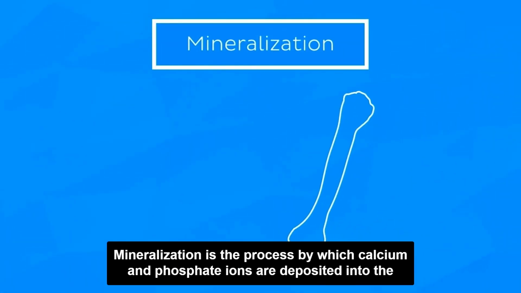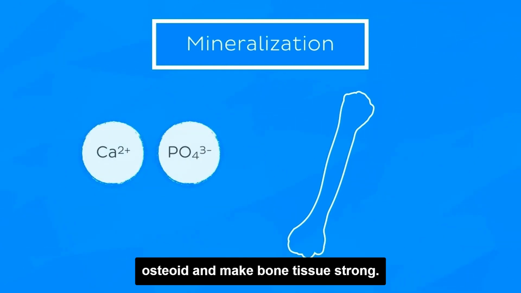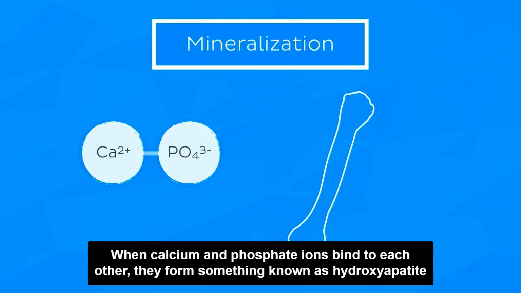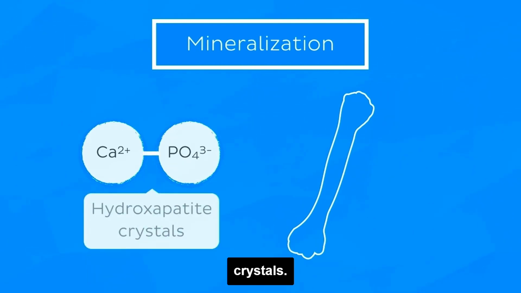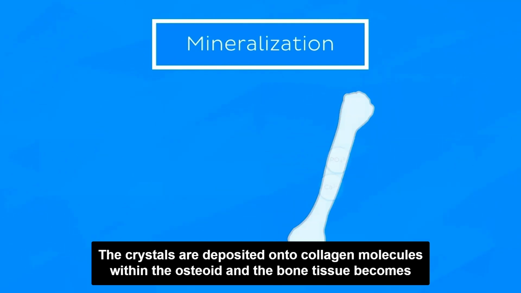Mineralization is the process by which calcium and phosphate ions are deposited into the osteoid and make bone tissue strong. When calcium and phosphate ions bind to each other, they form something known as hydroxyapatite crystals. The crystals are deposited onto collagen molecules within the osteoid and the bone tissue becomes rigid.